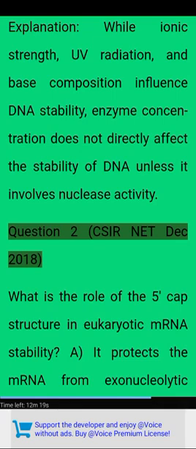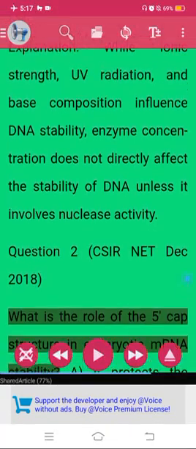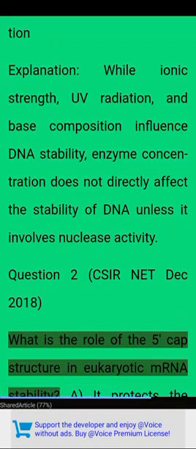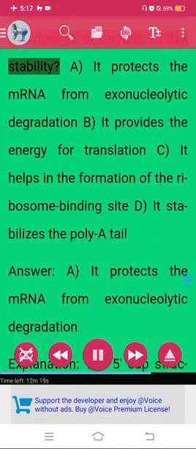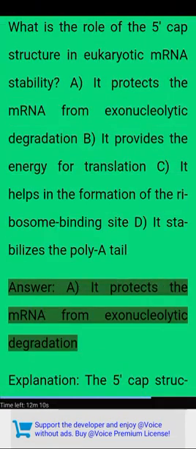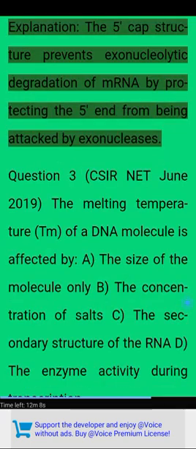Question 2. CSIR NET December 2018. What is the role of the 5' cap structure in eukaryotic mRNA stability? A. It protects the mRNA from exonucleolytic degradation. Answer. It protects the mRNA from exonucleolytic degradation. Explanation. The 5' cap structure prevents exonucleolytic degradation of mRNA by protecting the 5' end from being attacked by exonucleases.